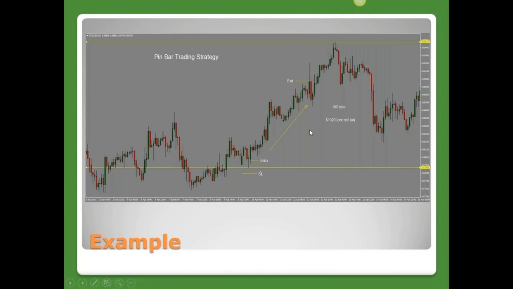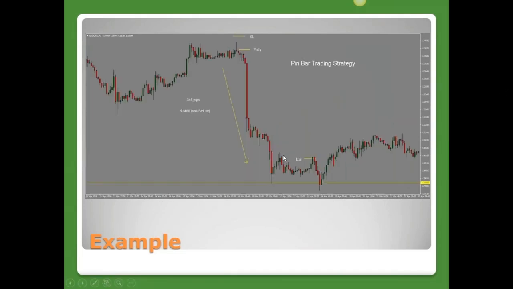And in this particular trade, it's 102 pips from entry to exit. So that's a nice $1,000 profit if trading one standard lot. So as you can see, the 1 hour charts here are quite nice for these pin bars, and they give us nice profit in the trades. Okay, let's take a look at yet another example here.